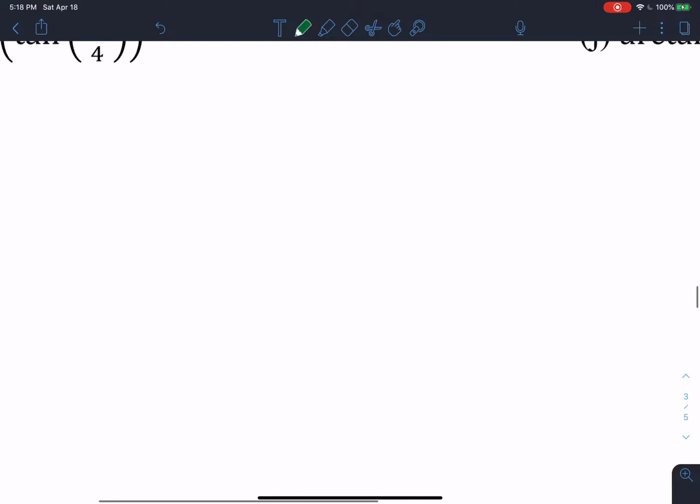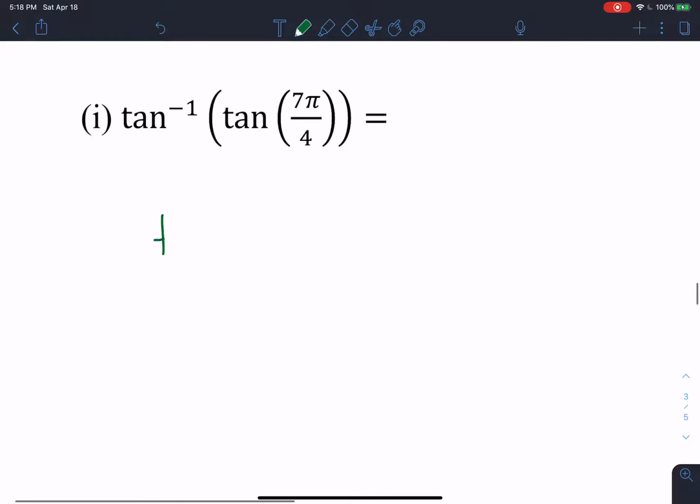Okay, so we have inverse tan of tan of 7 pi over 4. Tangent of 7 pi over 4 is going to be negative 1. And then inverse tan of negative 1, it's got to be between negative pi over 2 and pi over 2, is negative pi over 4.